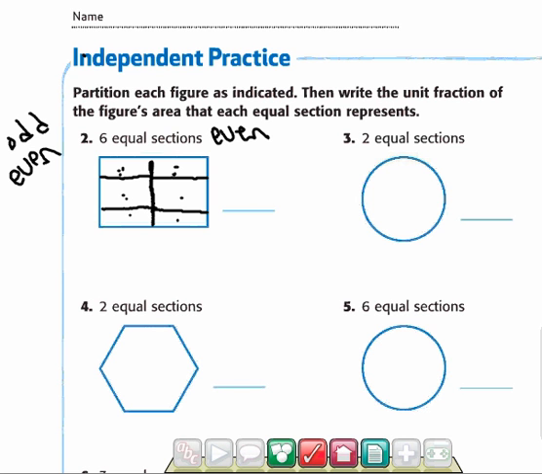So let's go ahead. Now they want us to write the unit fraction of the figure's area that each equal section represents. So if we took a look at one of these sections, what is that unit fraction? Well, we know it is 1 over 6.